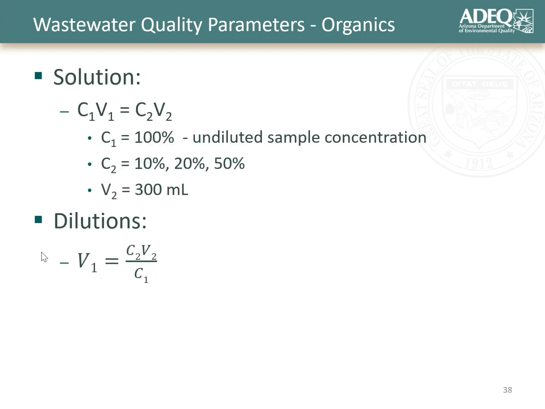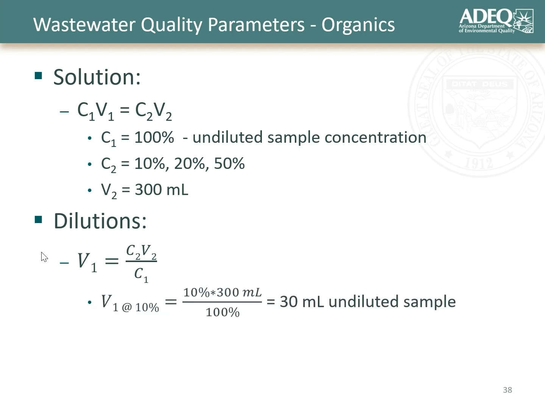Going through the equation, let's list our knowns. C1, as I mentioned earlier, is 100%. That's our undiluted sample. It is not diluted, so it's 100%. C2 is going to be 10, 20, or 50%, depending upon the 3 different bottles we have. And V2, the actual BOD bottle sample volume, is 300 mLs. Now we can take this equation, V1 is equal to C2 times V2 divided by C1, to solve for how much volume of our sample we need to add to meet these 3 different percentages.